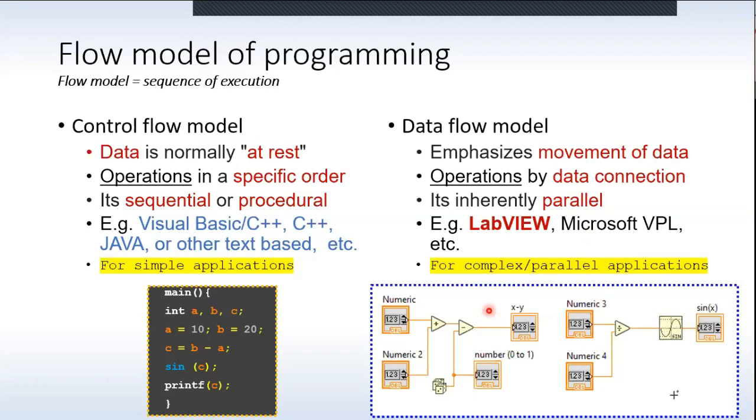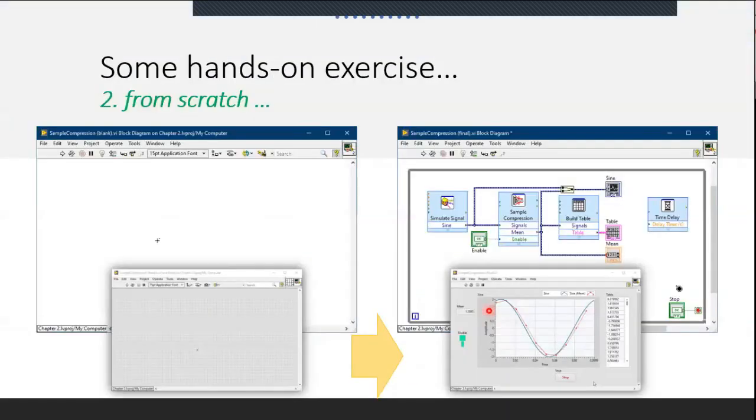And now we go from scratch. Now we know what kind of data flow is there, so I will show you how to build this from scratch. We start a new VI and we try to start doing this. For output, I don't know what we will need, but we will do this.